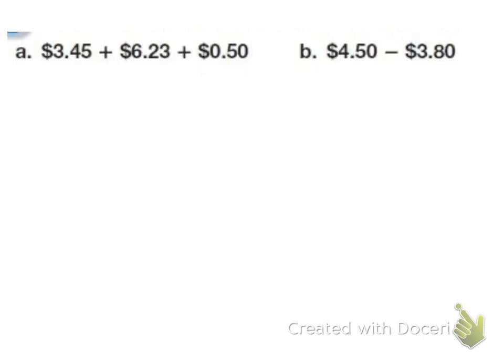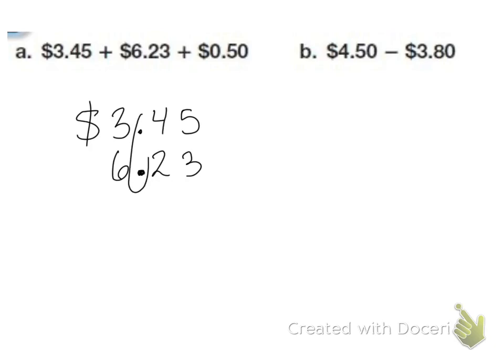So the second part is to add and subtract dollars and cents. When I want to add or subtract dollars and cents, I align the decimal point. Okay, so let's start with this one on A. So I have $3.45 plus $6.23. See how I'm lining up that decimal point? And then 50 cents. So make sure that your place values are lined up, the pennies, the dimes, and your dollar bills.